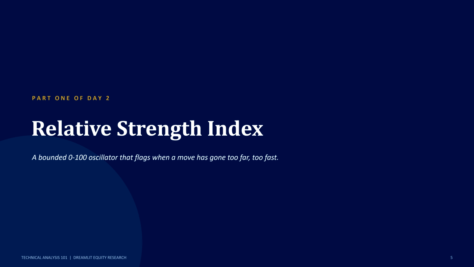Part 1 of today's session, the Relative Strength Index, or RSI. Think of RSI as a bounded 0 to 100 oscillator whose entire job is to flag when a price move has gone too far, too fast, relative to that stock's own recent behavior. Unlike the SMA and EMA from yesterday, which are unbounded and simply track price level, RSI is normalized. It always lives between 0 and 100, no matter what the stock's price is. That boundedness is exactly what makes it so useful for spotting stretch conditions, and exactly what we're going to build from first principles over the next few slides.